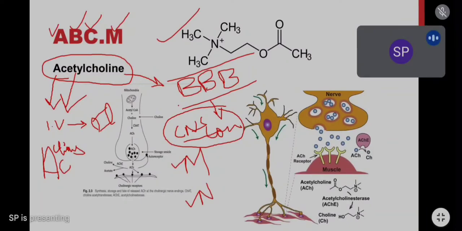I think you all understood about acetylcholine. The simple thing is, acetylcholine is never used inside the hospital. If it is to be used, it is in some experimental conditions, in experiments in animals and in some research-related work, we use acetylcholine just to see the actions of muscarinic and nicotinic receptors. Okay, so that is about acetylcholine.